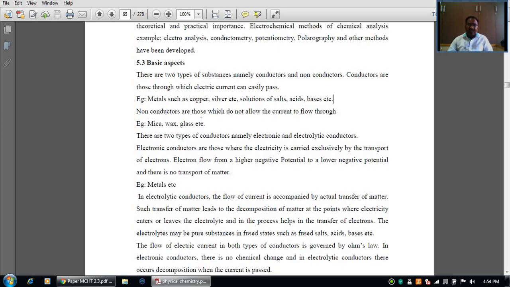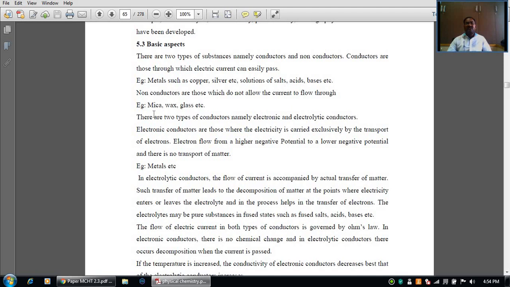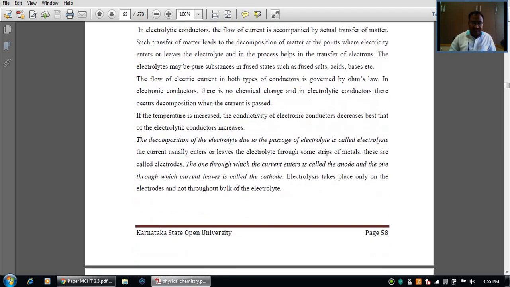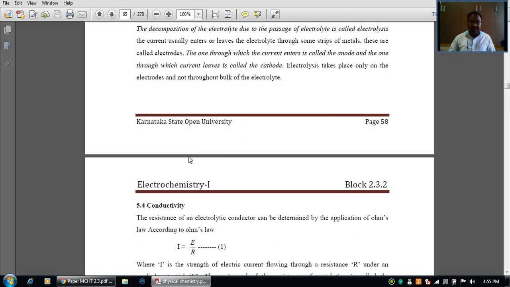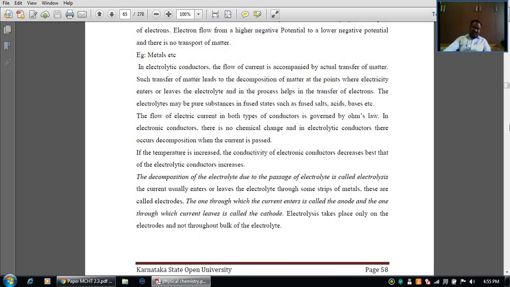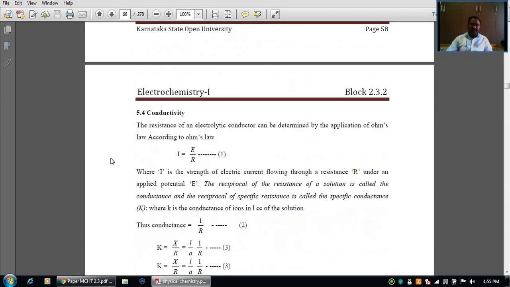Non-conductors are those which do not allow the current through. Examples: mica, wax, glass. These are all examples of non-conductors. There are two types of conductors, namely electronic and electrolytic conductors. Just go through that. They may ask you a 5 mark question: write a note on conductors and non-conductors and classification. Very important.